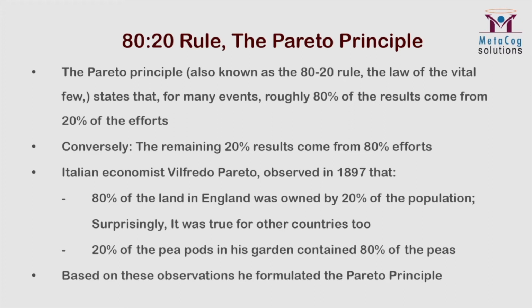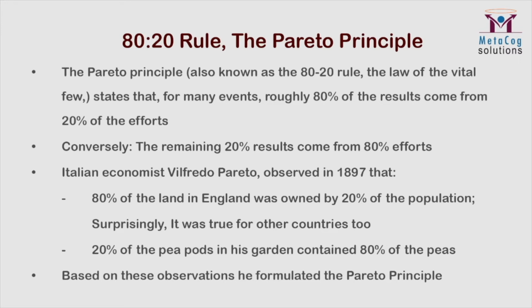80-20 rule, the Pareto principle. The Pareto principle, also known as the 80-20 rule, the law of the vital few, states that for many events, roughly 80% of the results come from 20% of the efforts. Conversely, the remaining 20% of the results come from 80% of the efforts.